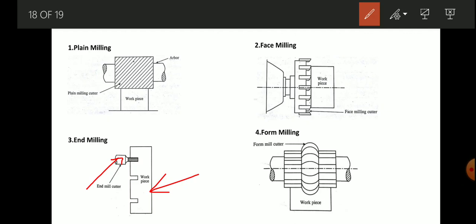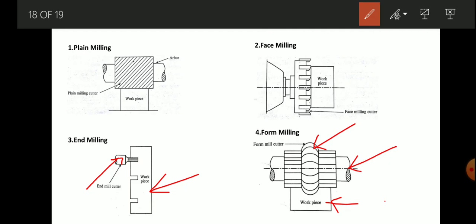Now coming to form milling. Form milling consists of a workpiece and a form milling cutter which is placed on the arbor. It is a process of producing irregular contours such as concave or convex. The cutting speed is kept slower than in plane milling operations.